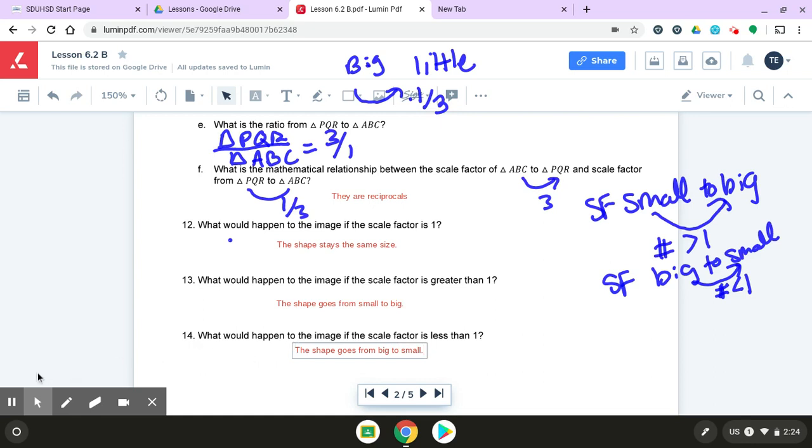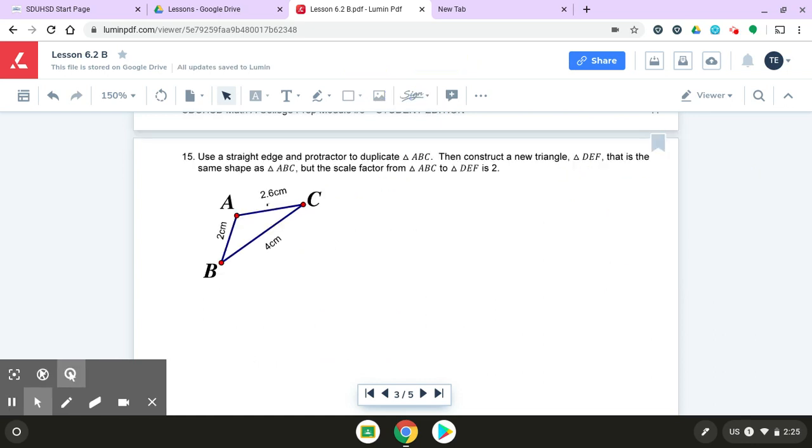All right, next page. This one I'm going to be using a little bit different because I'm on a computer and I'm not on a piece of paper. So I want to make a triangle where the scale factor is 2. So I want to make the triangle twice as big. So what I'm going to do is extend these sides with my pencil. I'm going to extend these sides out more than twice as long.